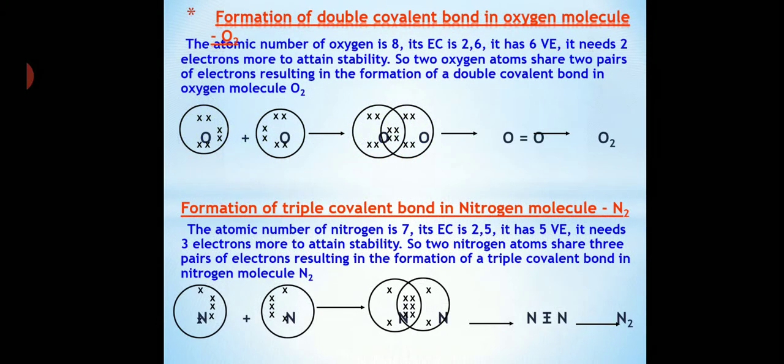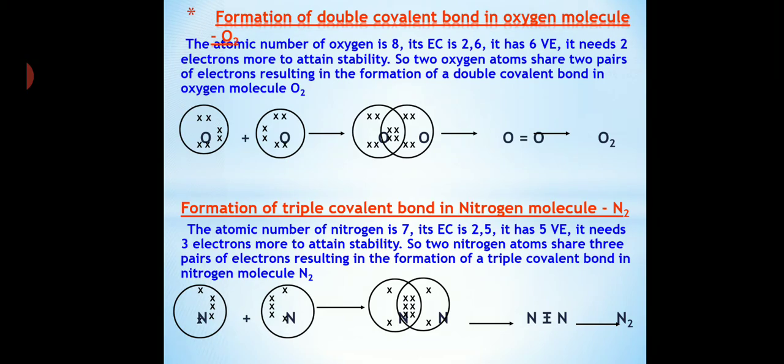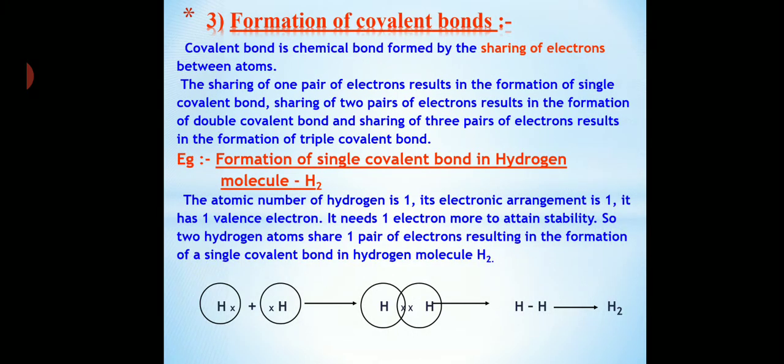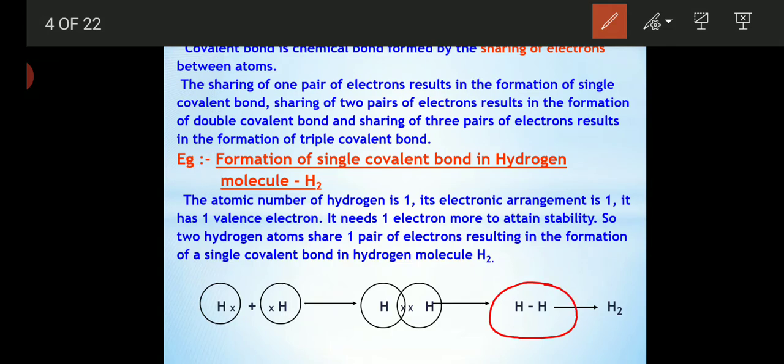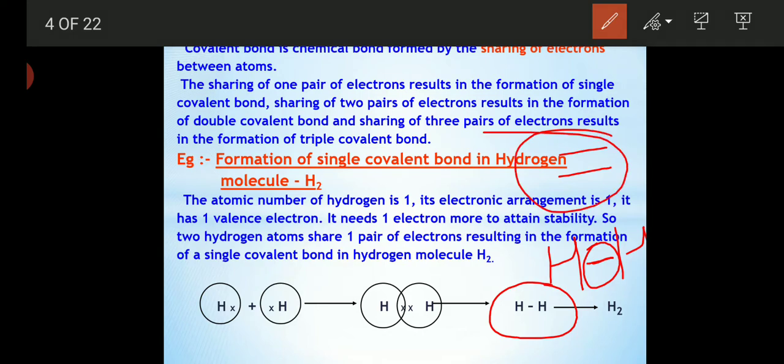Now let's see the formation of a double covalent bond. And one more thing, how do we represent a single covalent bond? See, this is the notation. Between two atoms, one line. This line indicates a single covalent bond. Remember that. If it is a double bond, then we put two lines. This is for a double covalent bond. If it is a triple covalent bond, then we put three lines. Remember that.